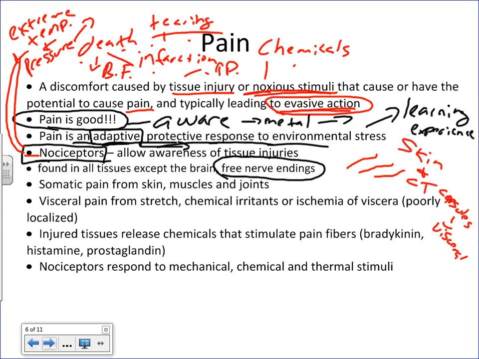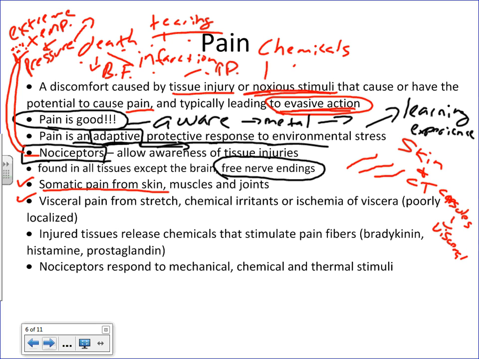They'll synapse with the spinal cord. They'll release their specific neurotransmitter, and then that information will be sent up to the brain, and we'll say, ouch, this hurts. So essentially, there's a couple different types of pain that can be coming from these nociceptors.